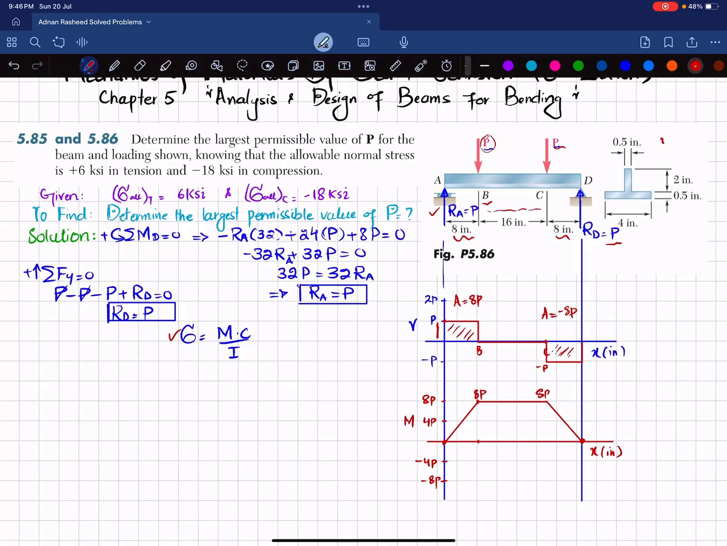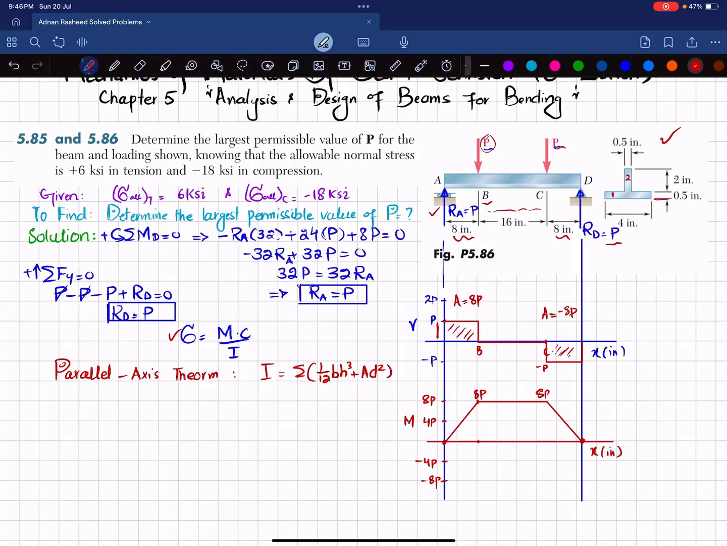So you can see this is the cross section which is an inverted T, and by using the parallel axis theorem we will find I. This parallel axis theorem is I is equal to the sum of 1 over 12 BH cube plus AD square. Now we have two members. You can see this will be 1 and this will be 2.